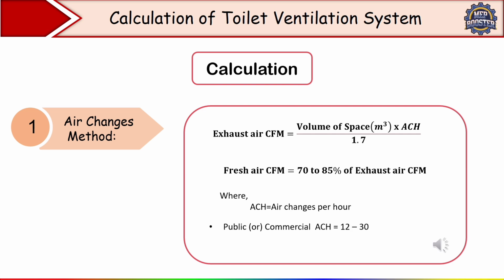So from where do you take this? Remember, if you are designing for a public or commercial toilet, at that time take the ACH value between 12 to 30. Take an average value of 20, 22, for commercial toilet. And if you are designing a private or residential toilet, for that we take ACH of 6 to 10 times. It means in 1 hour we change the air 6 to 10 times in case of residential, and in commercial 12 to 30 times.